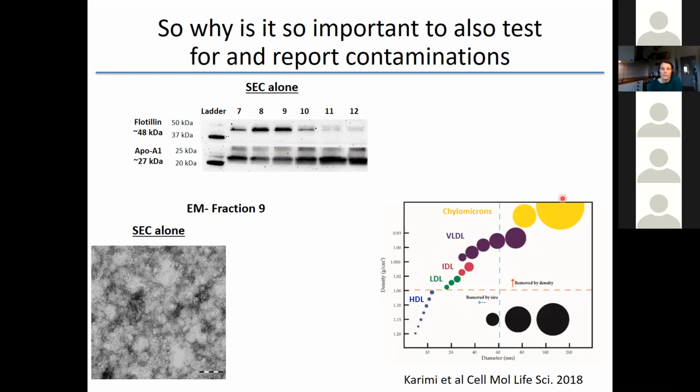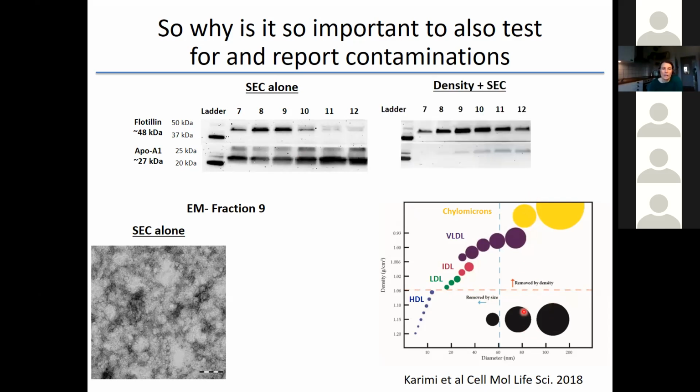However, the size of the chylomicrons is the same as our vesicles, so these will not be separated if we only separate on size. But as you can see, they have a really, really low density. So if we add a density step, we can separate these two as well. So that's what we did.